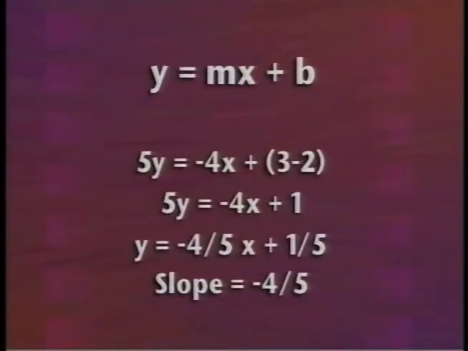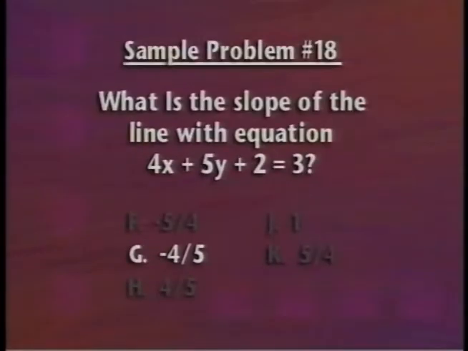5y equals negative 4x plus 3 minus 2, or 1. Dividing by 5, y equals negative 4/5 x plus 1/5. The slope, therefore, is negative 4/5. Answer G.